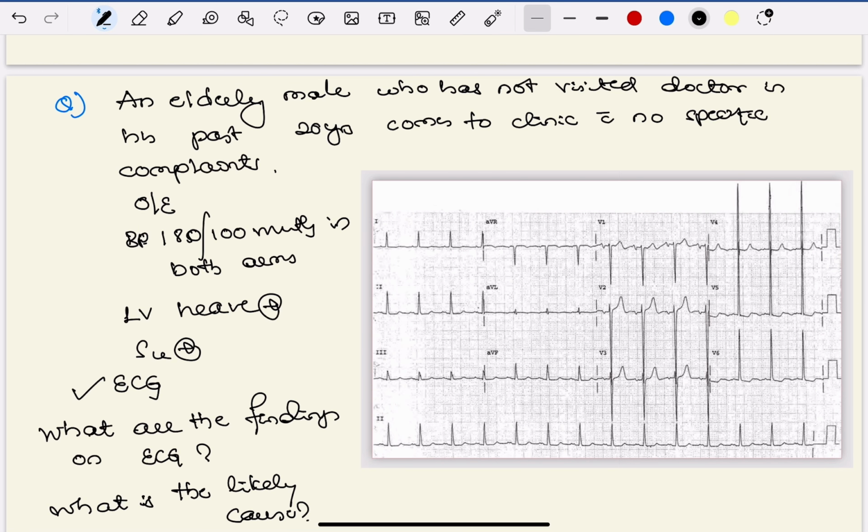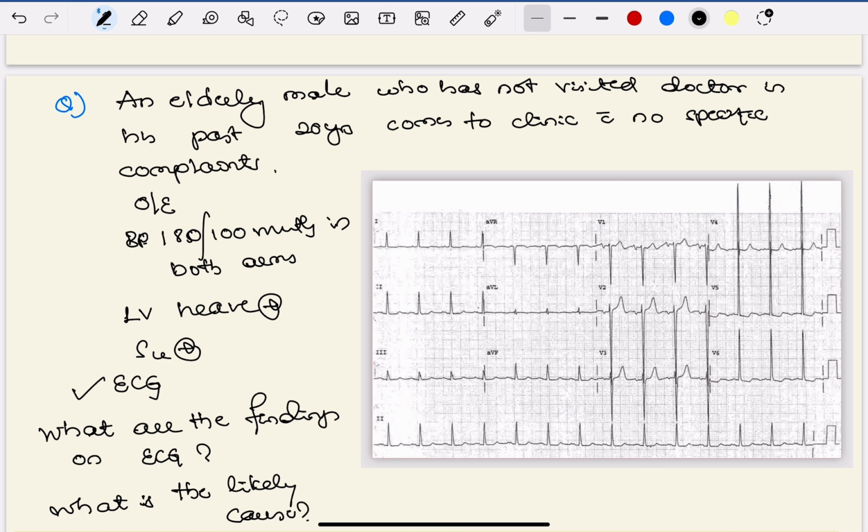In this video, I am going to discuss a case scenario. The case goes like this: an elderly male who has not seen a doctor in the past 20 years comes to clinic with no specific complaints. On examination, his BP was recorded as 180 by 100 millimeter of mercury in both arms, and there was a left ventricular heave and an audible S4. So the ECG was taken, and what are the findings on ECG and what is the likely etiology, they asked.